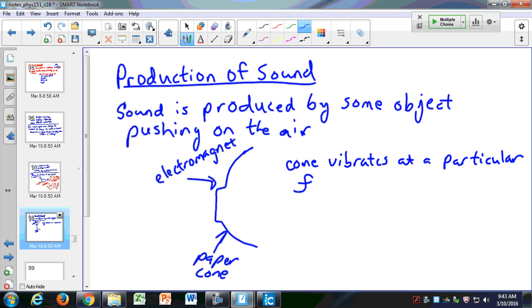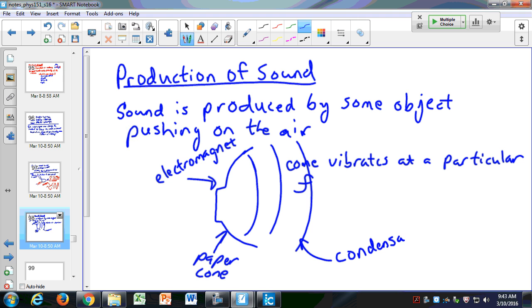When it does that, it causes compressions in the air. So you get condensations and rarefactions in the air. When it pushes out, you get an area of high pressure because it's literally pushing that air together. And when it pulls back, you get a rarefaction. Remember, we call these condensations and rarefactions. The condensations are areas of high pressure, and the rarefactions are areas of low pressure. So that's how we produce sound.